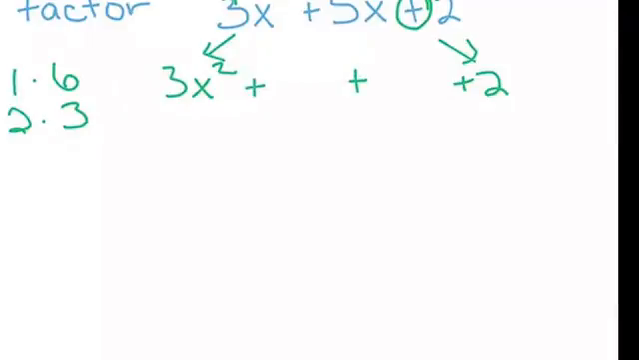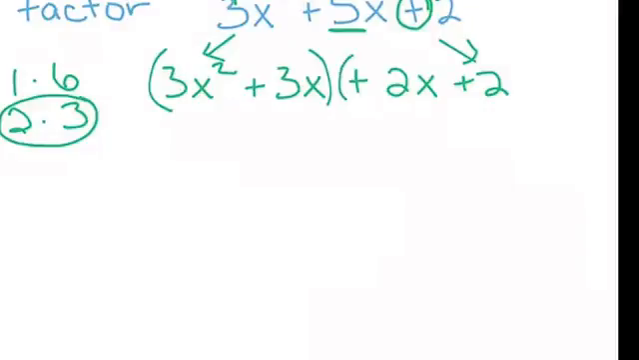Now I'm going to determine that since both of my signs are positive, I'm going to be adding numbers to give myself a 5. I can add 2 and 3. I'm going to go ahead and put my 3 there. It doesn't matter, but I'm going to put my 3's together and my 2's together. Now I'm going to put parentheses around them.